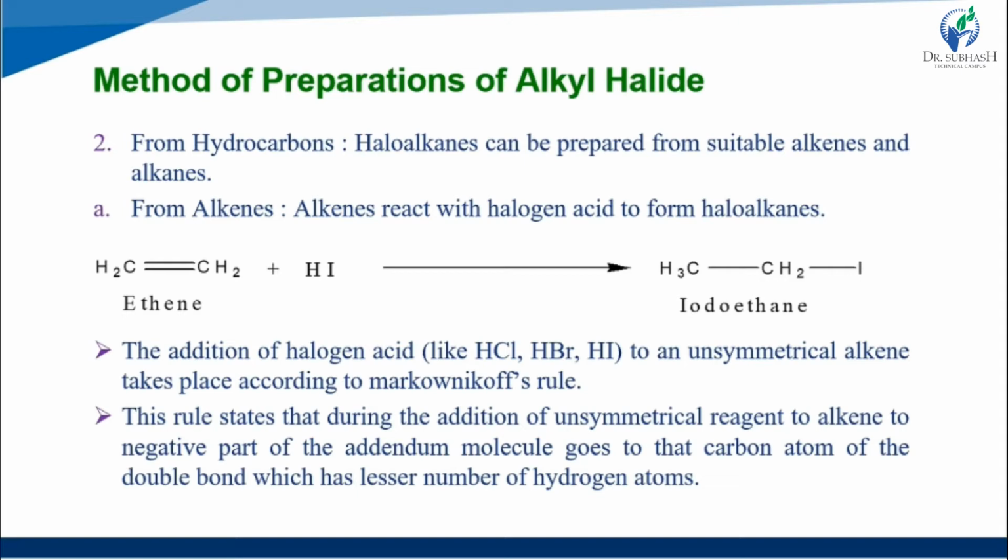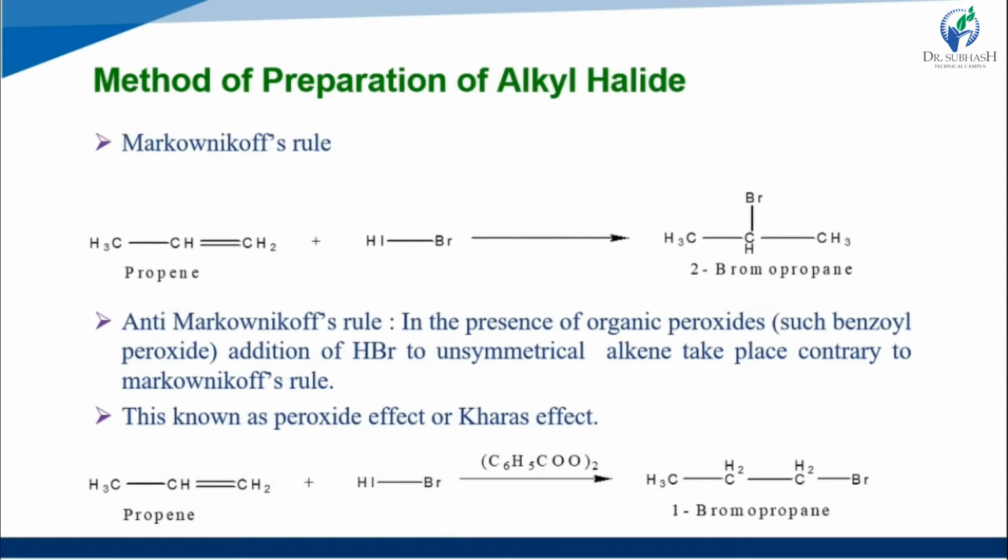This addition of a halogen acid like HCl, HBr or HI to an unsymmetrical alkene takes place according to Markovnikov's rule. This rule states that during the addition of an unsymmetrical reagent to an alkene, the negative part of the adding molecule goes to that carbon atom of the double bond which has the lesser number of hydrogen atoms. That is Markovnikov's rule.